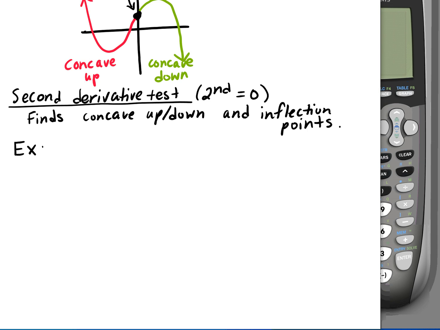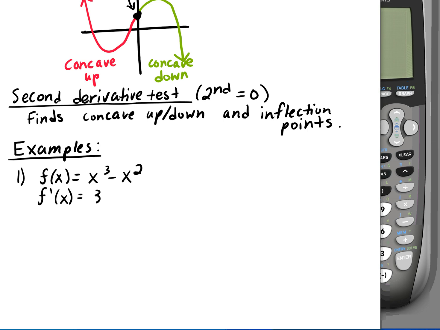So we'll start off with an example, kind of like our first example with first derivative test, where it will be only 1 point by the time we get that second derivative. So we have x cubed minus x squared. Take the first derivative. We get 3x squared minus 2x. And then we'll take the derivative again.